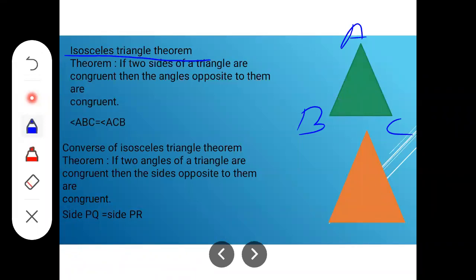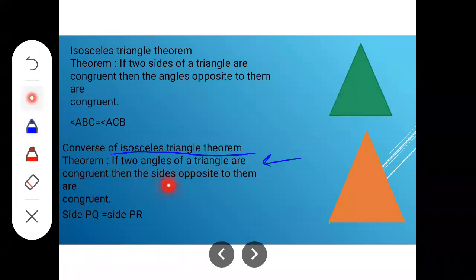Now second is the converse of the above theorem, the converse of the isosceles triangle theorem. Now see the statement: if two angles of a triangle are congruent, then the sides opposite to them are congruent. The statement is the vice versa of the first one. Now here the angles are taken congruent. Right? Now see the triangle here.